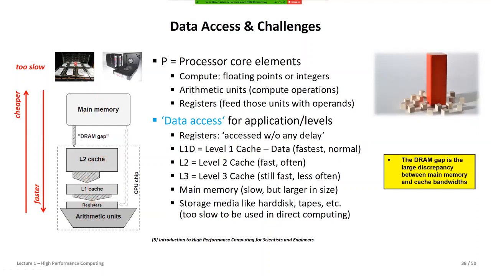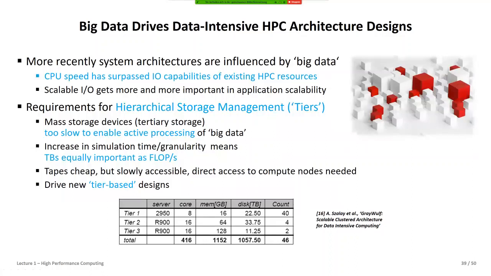And this is a key problem we still have in the community. However, we see that big data really drives different architectures, and you see here already different modules, different tiers to do different things. More and more memory is important for certain applications, while some of them just require more disk space, but then should be very many of those.